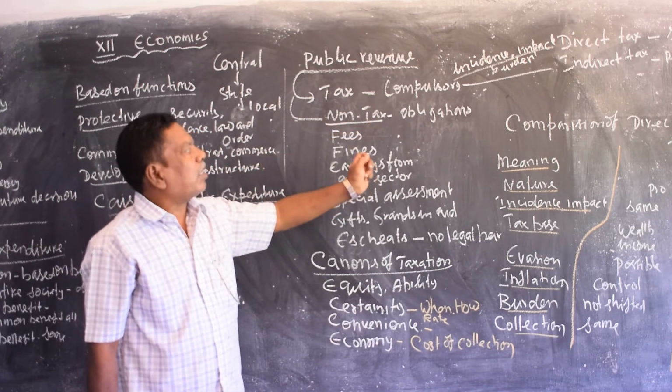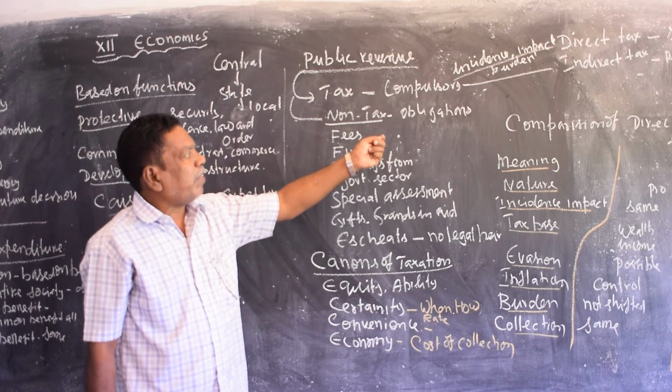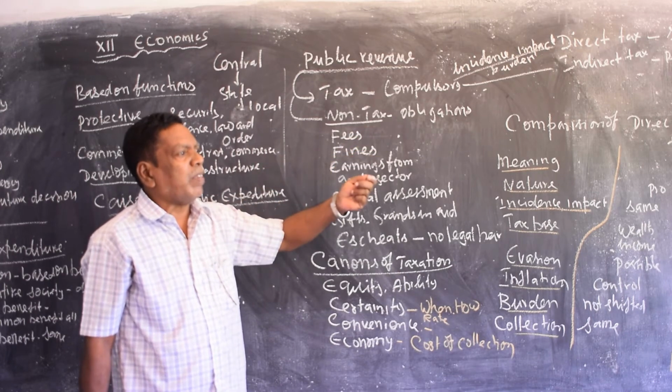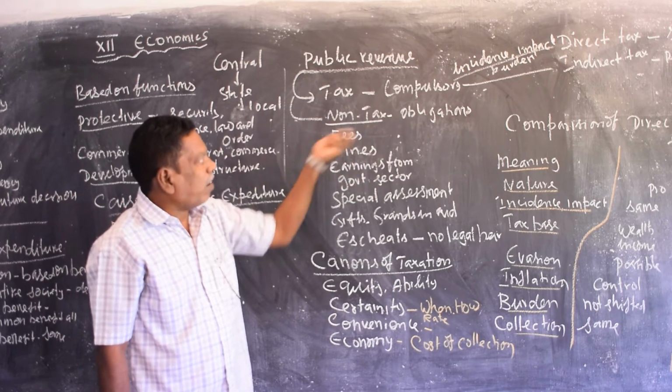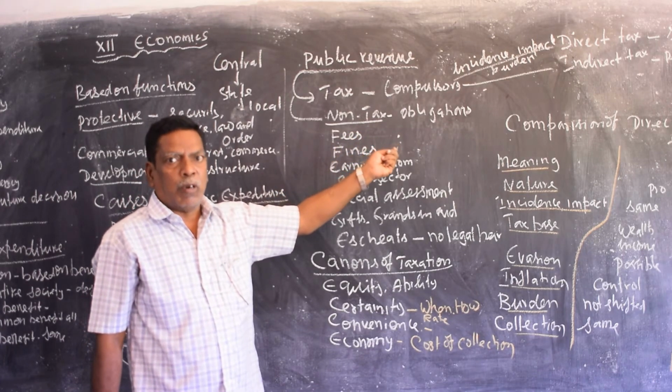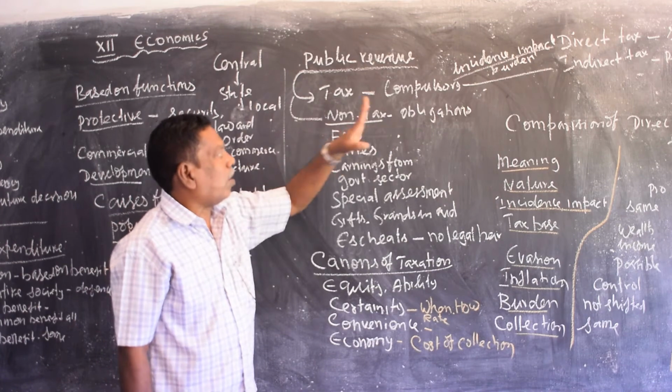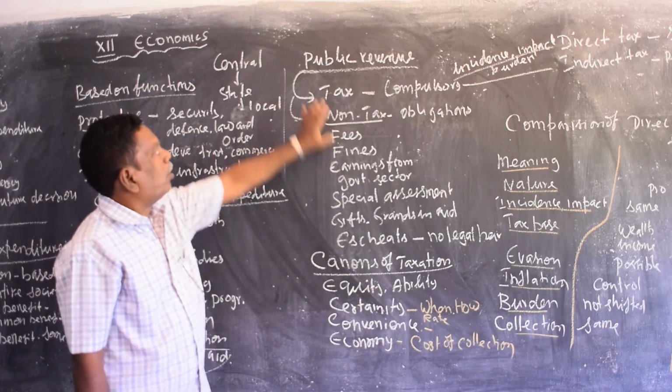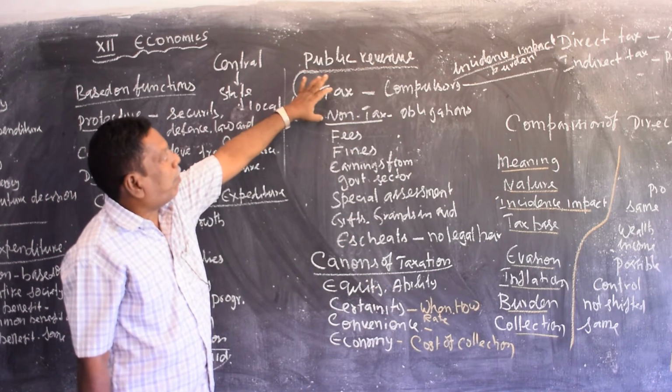And another one is obligation. It is some privileges and charges. The public authority is doing some services. For the services, the beneficiary has to pay some amount of charges. That comes under non-tax revenue. So these are the two ways of receiving public revenue.